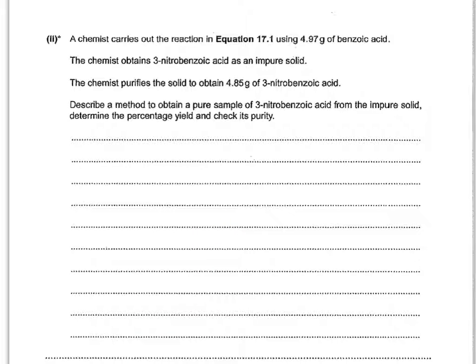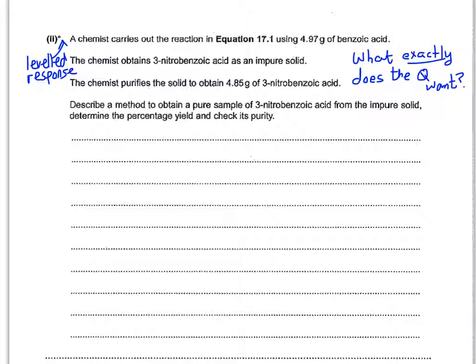So you can see straight away in this question that it's a levelled response question. So the things you need to think about is precisely what it is you have to do. So looking at the instructions, you can see from the command words that you need to describe a method, determine the percentage yield, and check its purity.